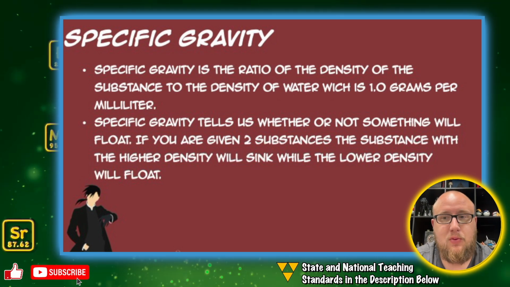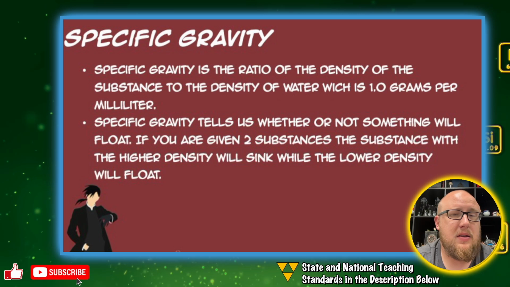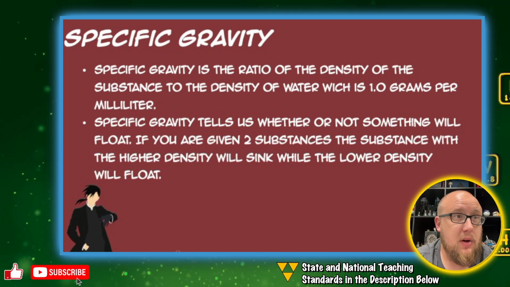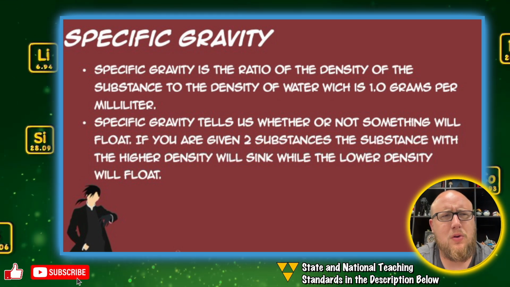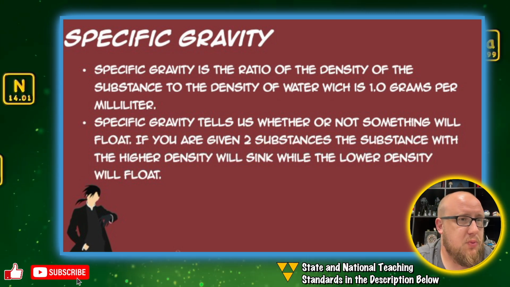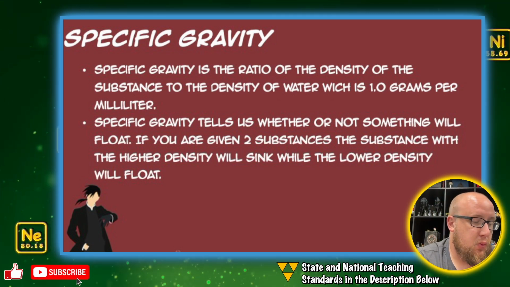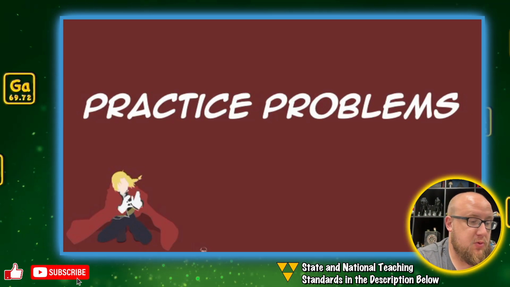Specific gravity tells us whether something will float or not. If the specific gravity of two substances are given, the higher density or higher specific gravity is going to sink in the lower specific gravity. In other words, your lower specific gravity or lower density is going to float. We've covered this with our buoyancy. Okay, this is just another way of saying it. So let's work some more practice problems with these.